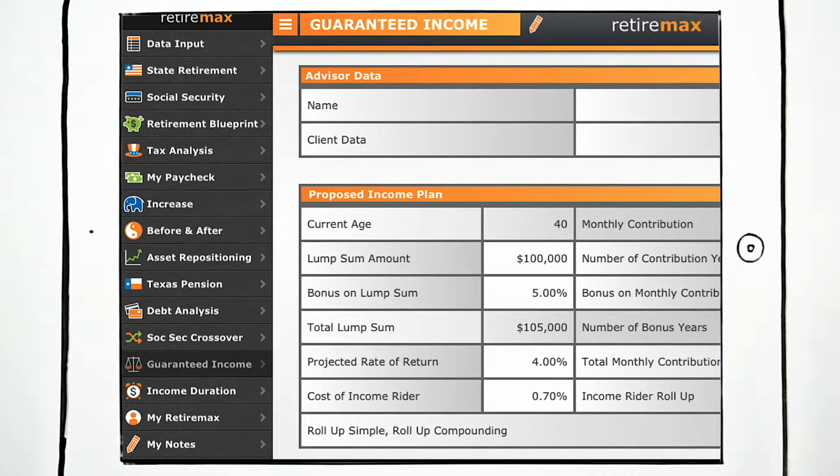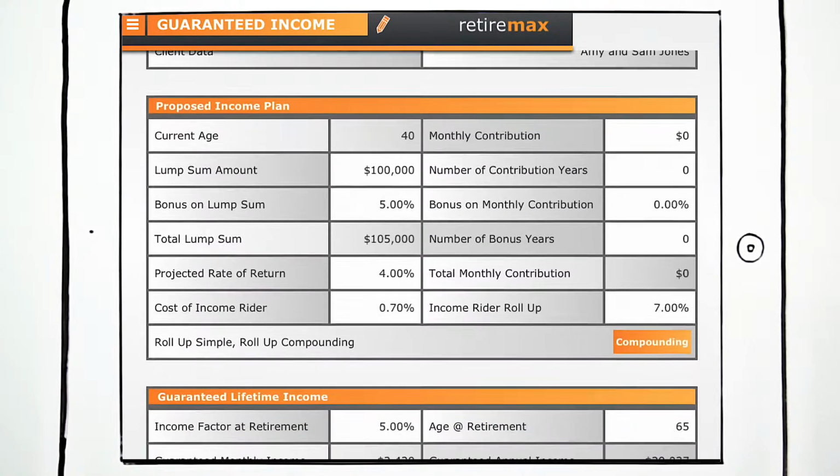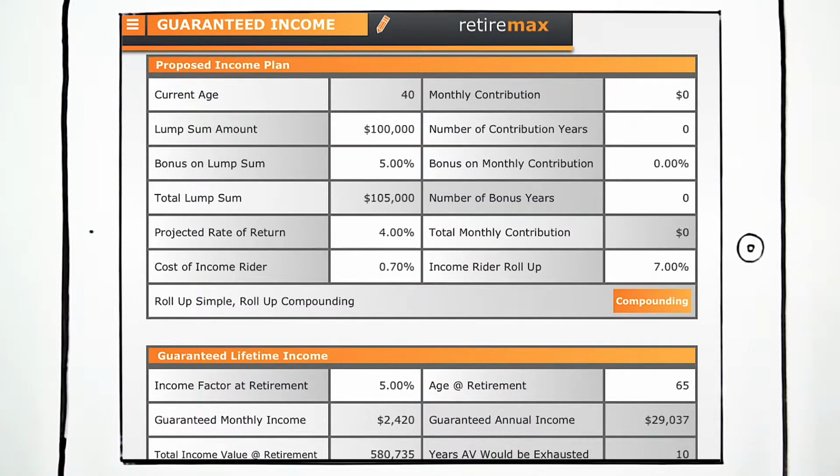Guaranteed income is a major piece of many retirees' futures. Gone are the days of pensions and corporate safety nets. This tab is designed to illustrate a guaranteed income rider for a client before you break out a 25-page illustration. It also allows you to compare and contrast different annuity offerings.